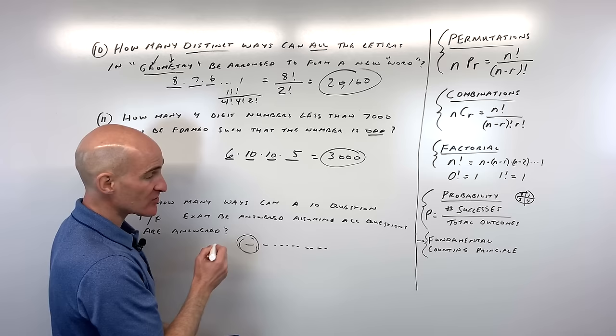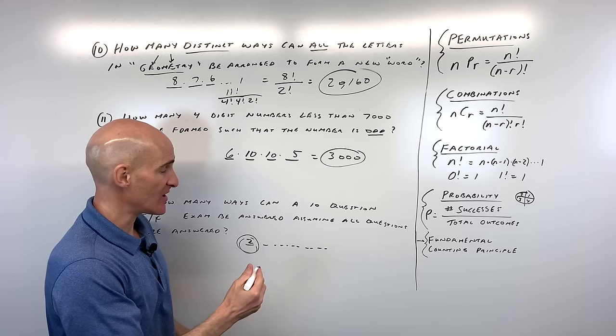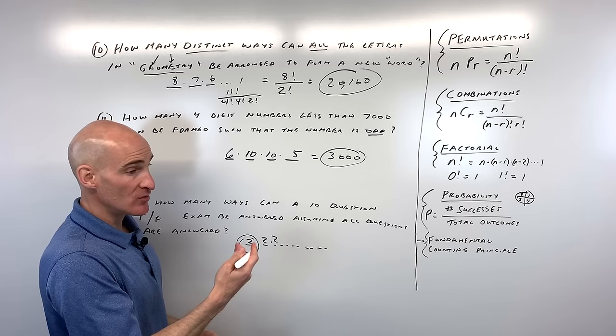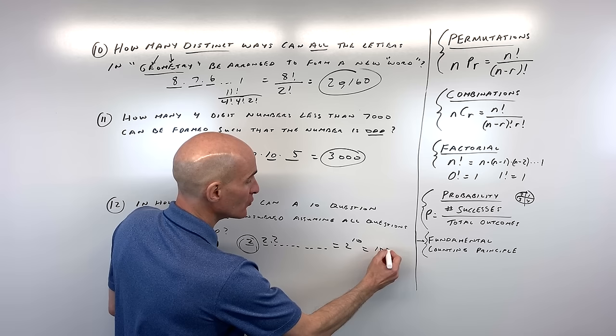How many ways can you answer the second question? 2 ways, right? True or false. How many ways can you answer the third question? 2 ways, true or false. So what's 2 times 2 times 2 times 2, 10 times? Well, that's going to be 2 to the 10th, which is equal to 1,024 different ways that you could answer this true-false test.